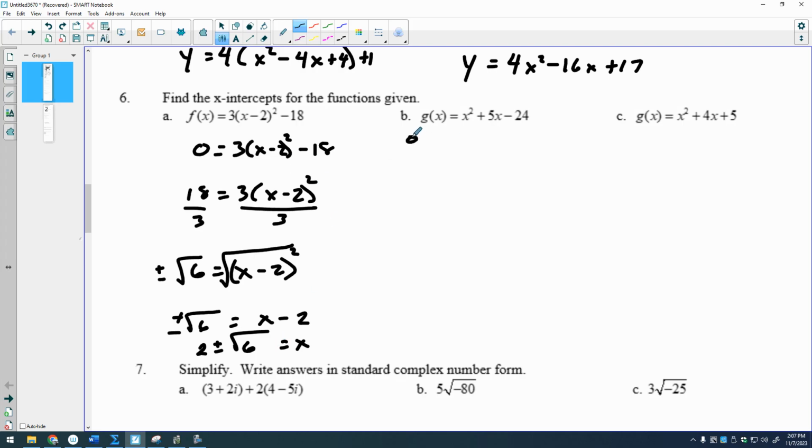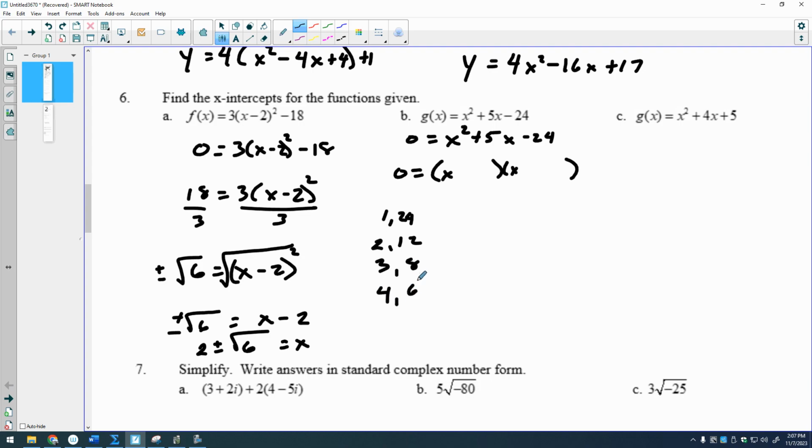Question B. Stick in a 0 because I'm looking for the value of x when the function, or my y value, is 0. When it's in standard form, I will 99% of the time see if I can factor it first. Factors of x squared are x and x. Factors of 24 are 1 and 24, 2 and 12, 3 and 8, 6 and 4, and that's it.